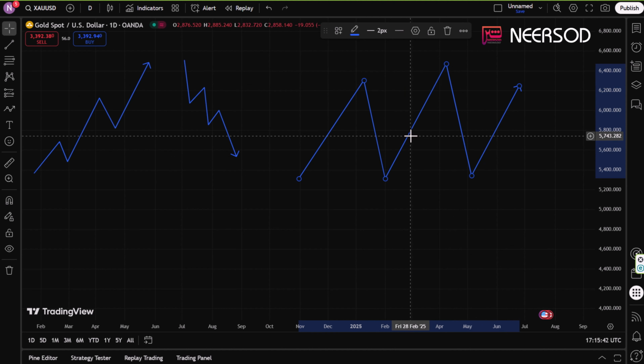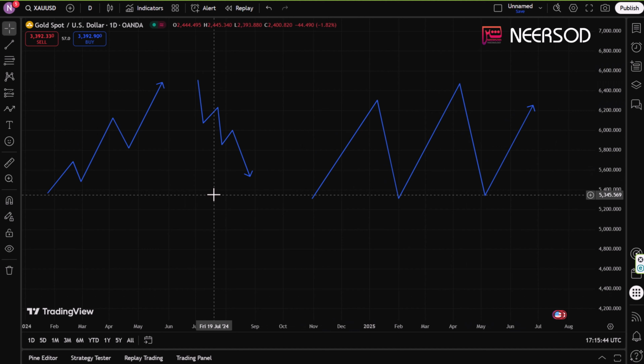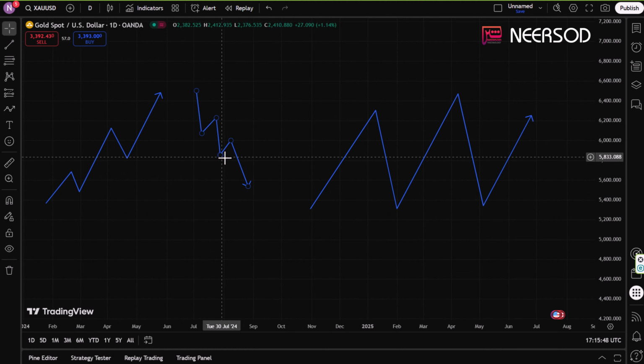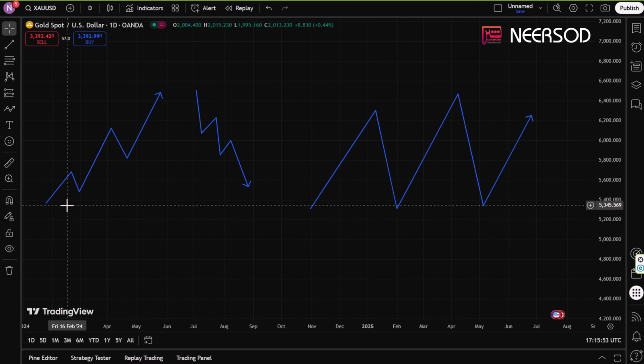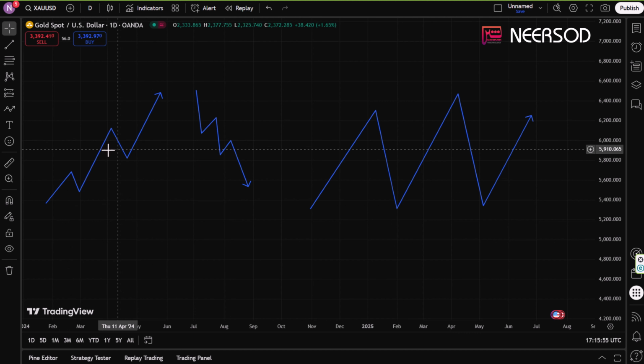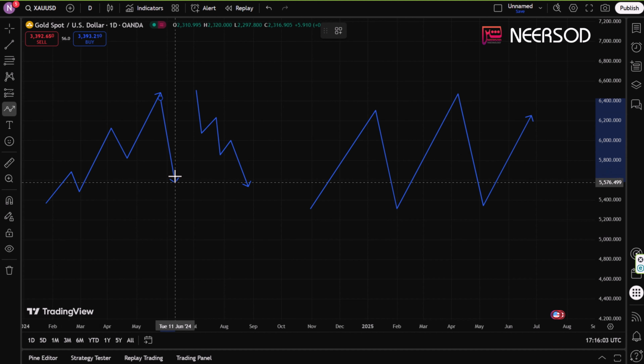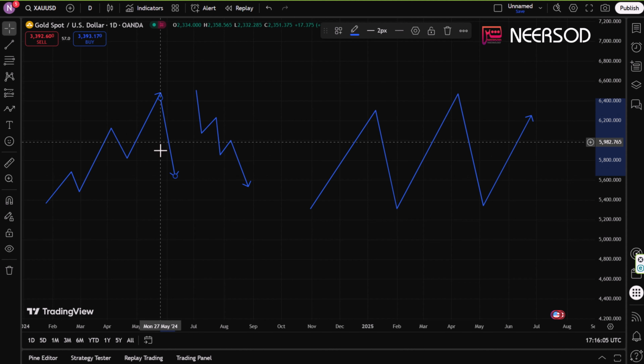When can we say the market structure has changed? When the last high or low is broken, we can say the trend has changed. For example, we have an uptrend where the price forms higher highs and higher lows. If the price breaks the last low that led to the formation of a higher high, we can say the uptrend has changed.